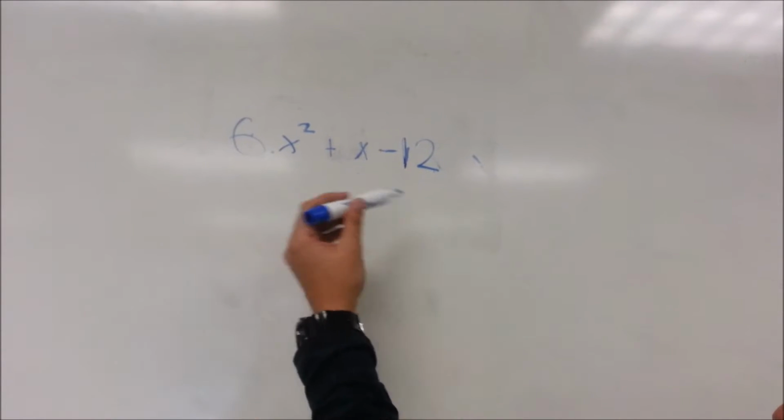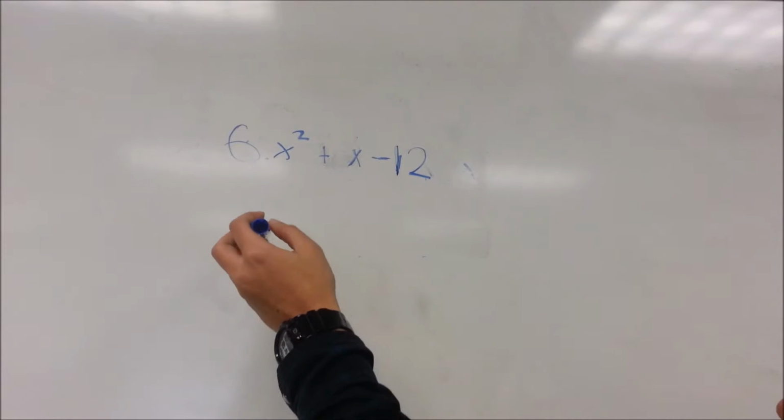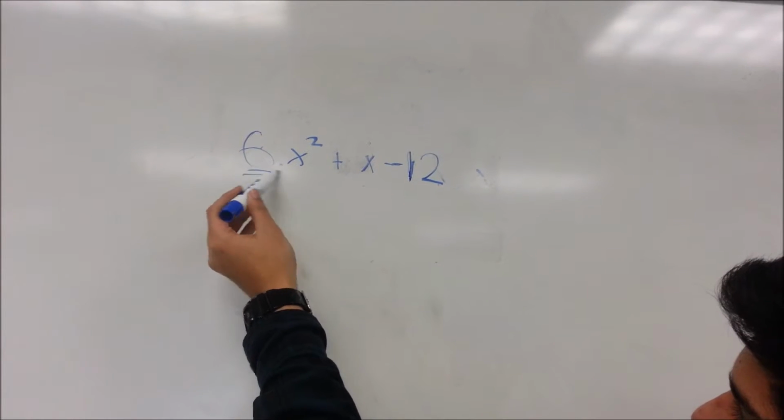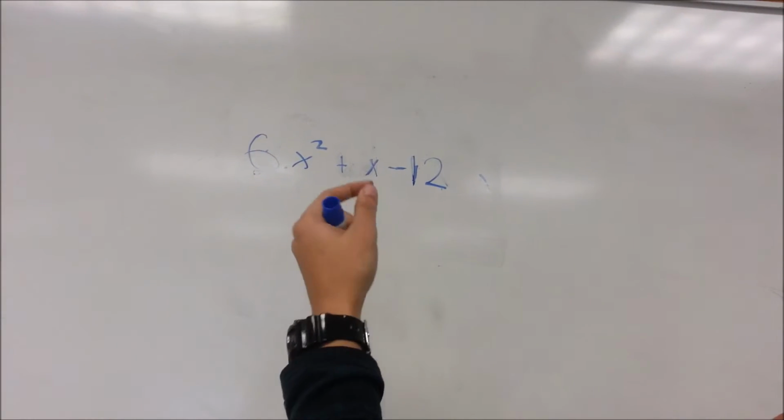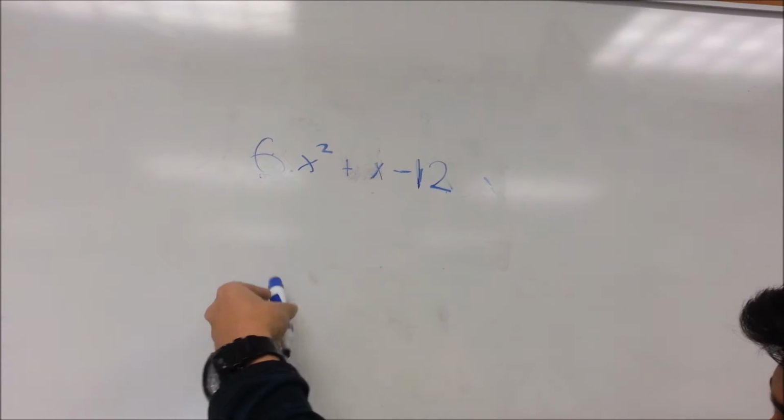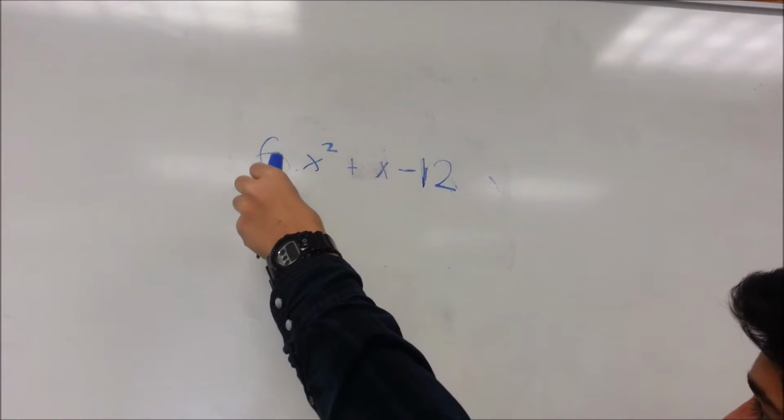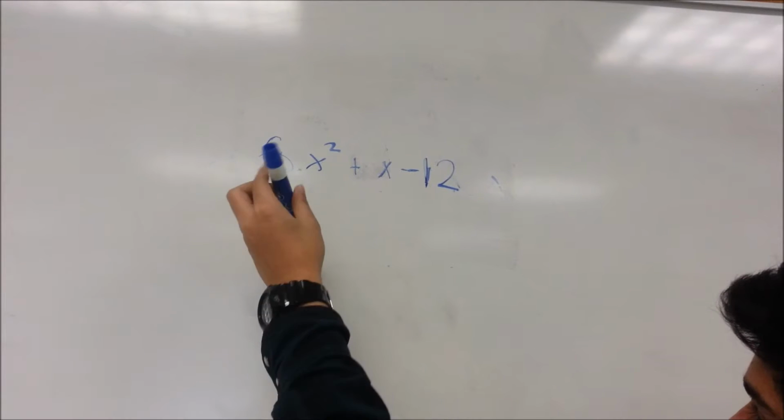Alright, here we have another example of a complex trinomial. Obviously it is a complex trinomial because of the coefficient. So now we're going to start solving it. First step, like the last video, we're going to find the factors of the a value. So find the factors of 6.